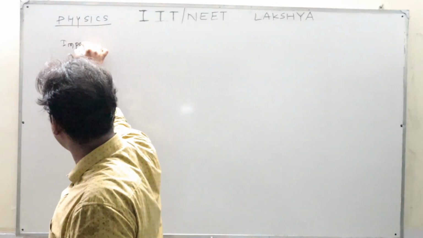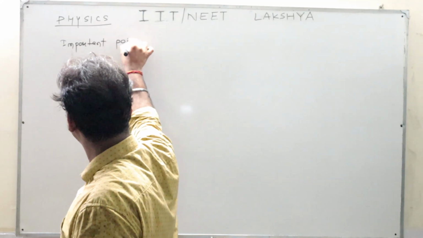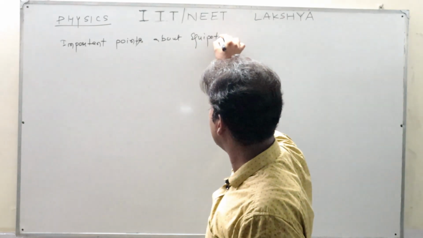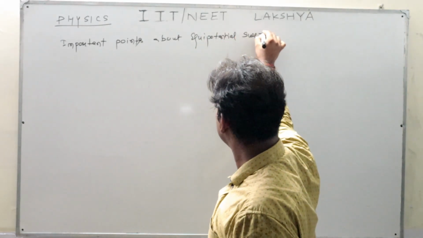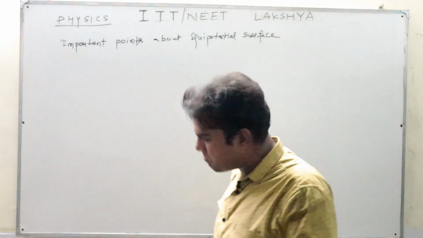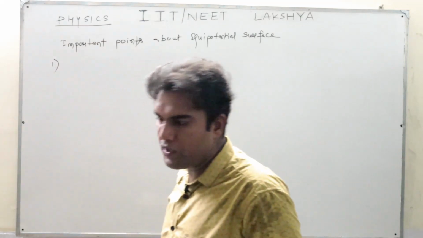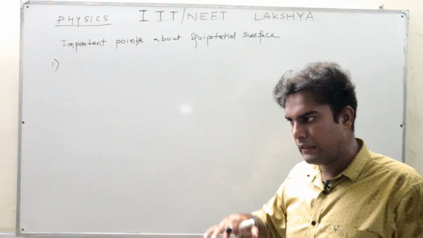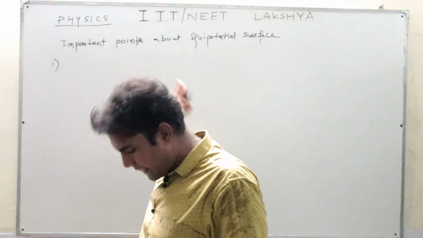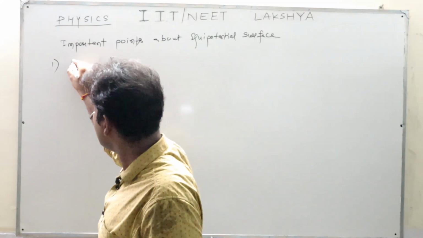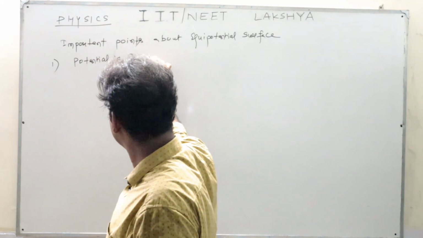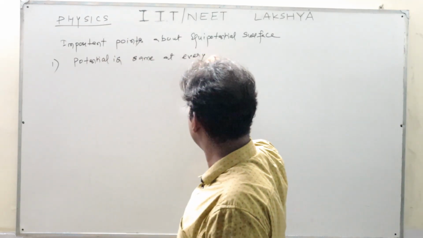Some important points about equipotential surface. Point number one is obvious, because that is the definition of equipotential surface: at every point of that surface, potential is the same. So I will write as point 1 itself, that potential is the same at every point.